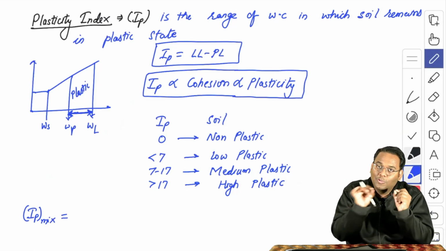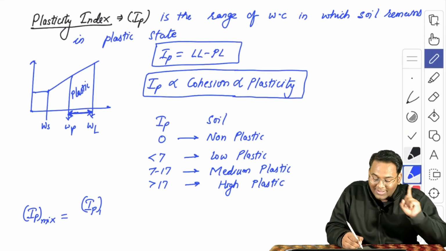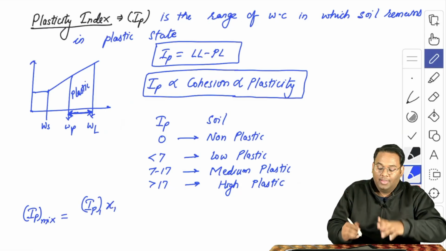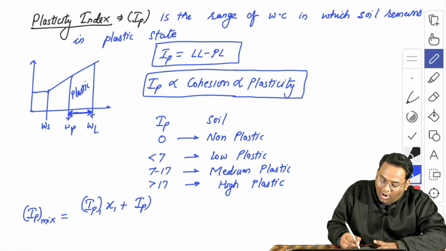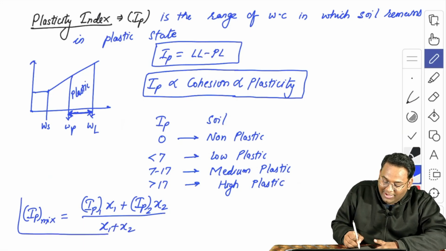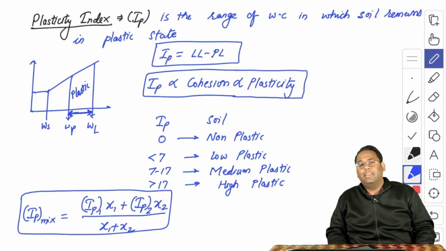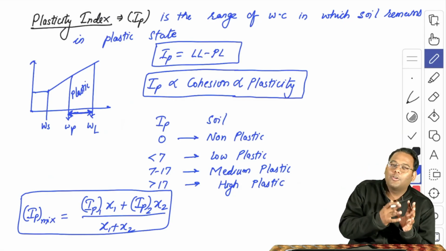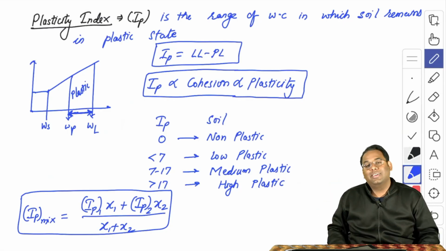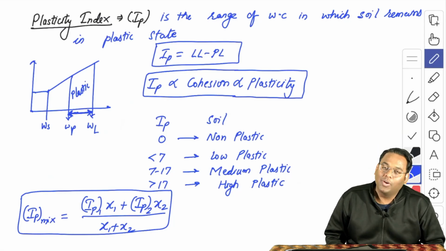But yes, if you are mixing two different soils having different IP, then the IP of the mix can be easily calculated using the weighted average. Like, for example, if you have taken a first soil whose IP is IP1 and it is added in a proportion of X1, and another soil is of IP equal to IP2 and its proportion is X2, then the IP of the mix can be easily calculated using this formula. And this is the weighted average of the IP values. So this is another formula that can be used in some cases, but yes, you should remember that formula also. And what is plasticity index? I hope now you understand it.